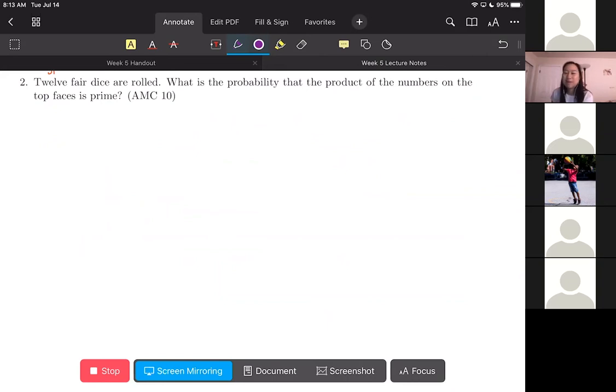So let's remember, what does it mean for a number to be prime? It has factors of 1 and itself. Right, so the only factors are 1 and itself. And so if we roll 12 dice, remember one die can be 1, 2, 3, 4, 5, or 6. Those are the only possibilities for a die. Fair means the probability for each face is 1/6. So if I roll 12 of them and we multiply all the numbers together, how can I get a prime number?